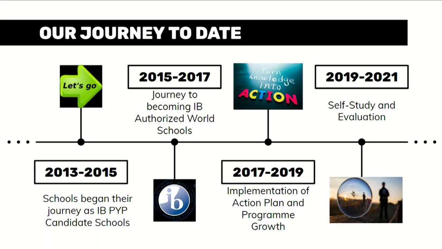So between 17 and 19, we implemented the action plan, created those at the building level, had focus areas to work on, and we just really planned our program for growth. So now where we are today between 19 and 2021 is the self-study process. How have we done over the course of the last 5 years? What do we need to do better, make improvements on? And we are gearing up for the evaluation visit, which we'll go into a little bit of detail in a few minutes. Now that we're in COVID times, the evaluation visit will be a full virtual visit.